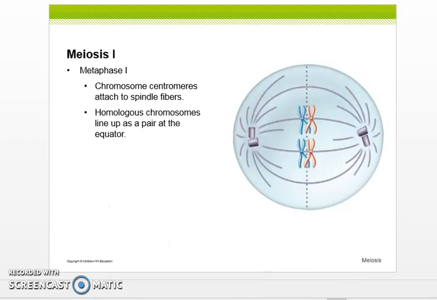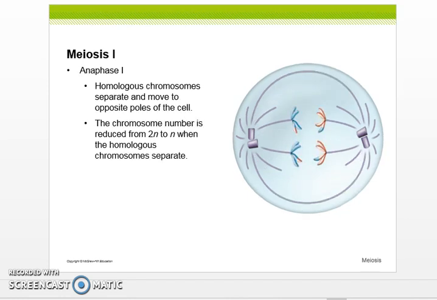So metaphase 1, chromosome centromeres attach to spindle fibers, while homologous chromosomes line up as a pair at the equator. During anaphase 1, homologous chromosomes separate and move to opposite poles of the cell. The chromosome number is reduced from 2N to N when the homologous chromosomes separate. And you should know why. Make sure you're paying attention. There's a reason why it has to reduce.